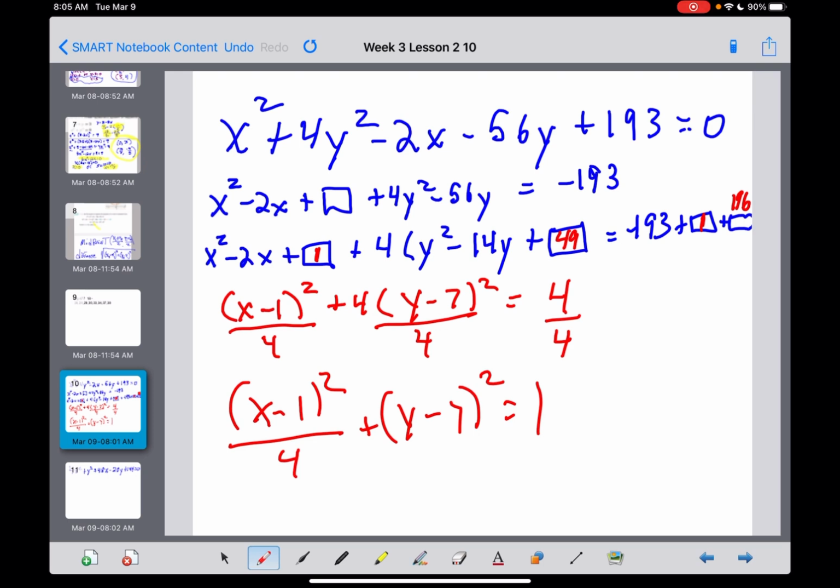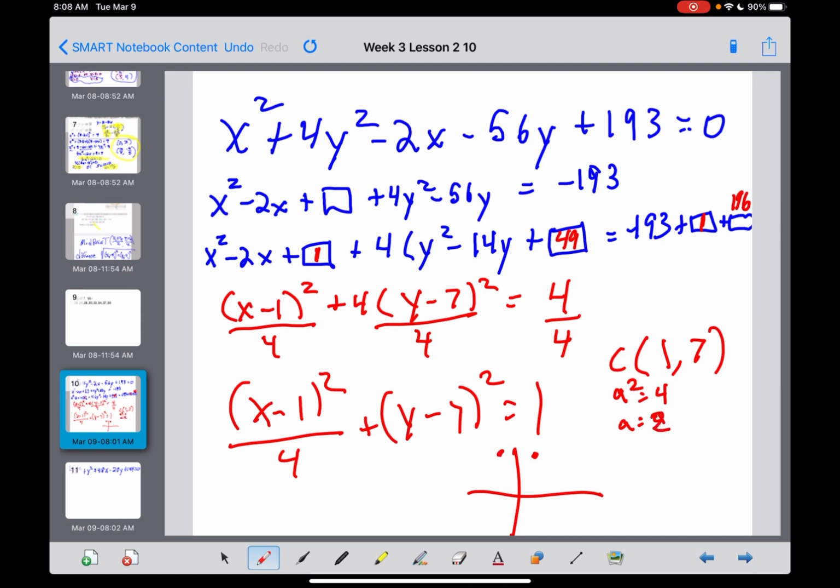So now we can get our center. Our center is going to be the opposite, so 1, 7. So I'm just going to do a quick sketch of this. 1, 7 is right there. My a squared value is equal to 4, so my a value is 2. So my a value is going there and there, so I subtract 2, so at negative 1, 7 and 3, 7 are my major axes.